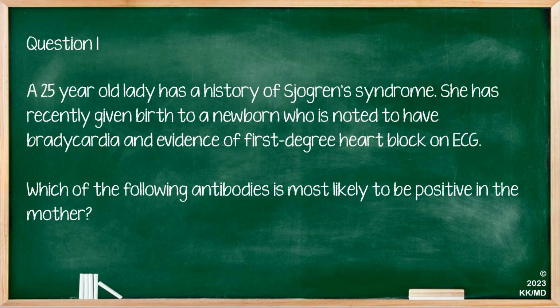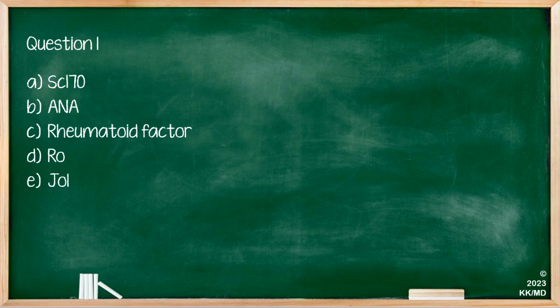So now moving on to some questions. The first question discusses a 25-year-old lady who has a history of Sjogren syndrome. She has recently given birth to a newborn who is noted to have bradycardia and evidence of first-degree heart block on their ECG. Which of the following antibodies is most likely to be positive in the mother? So the options are anti-Scl70, ANA, rheumatoid factor, anti-Ro, and anti-Jo1.